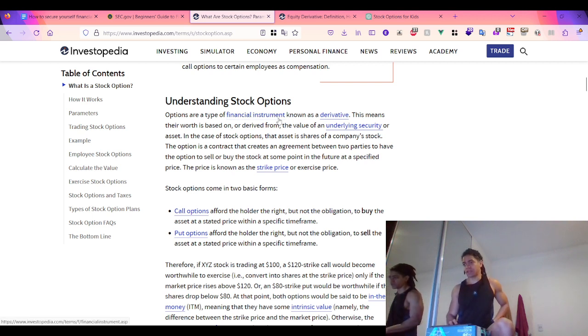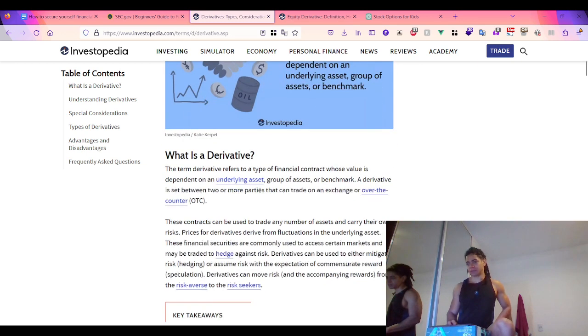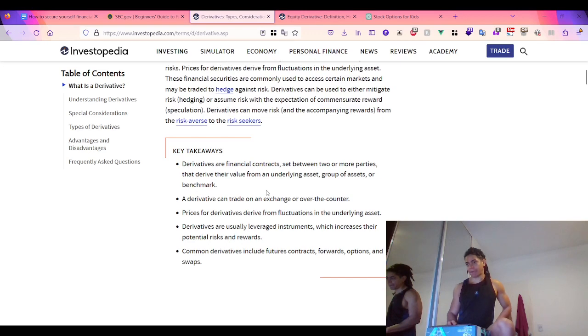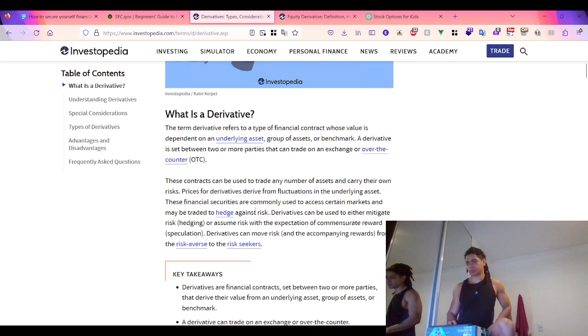Options are a type of financial instrument known as derivatives, a type of financial contract whose value is dependent on an underlying asset, group of assets, or benchmark. Derivatives can move and reward both the risk averse and the risk seekers.